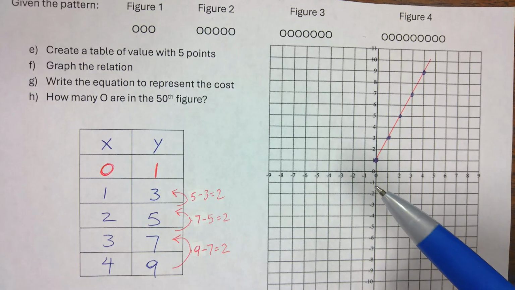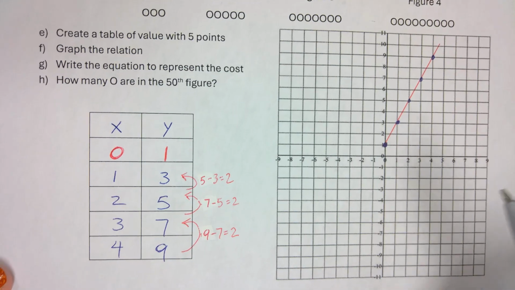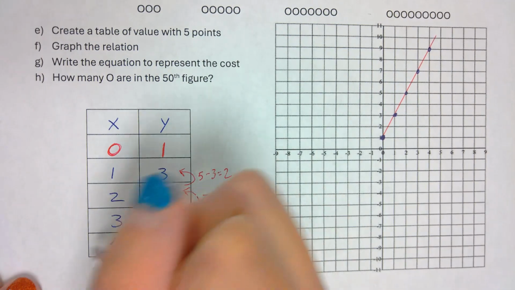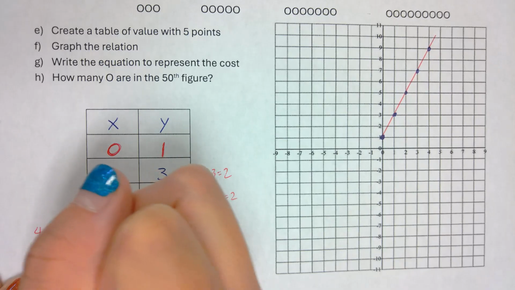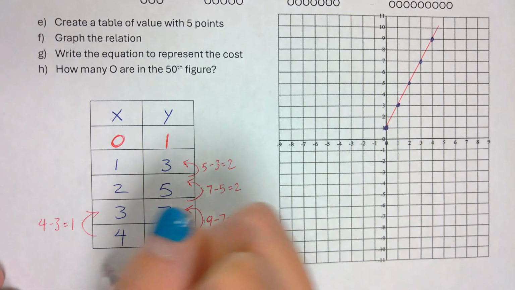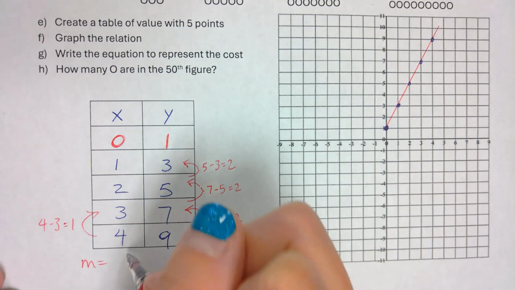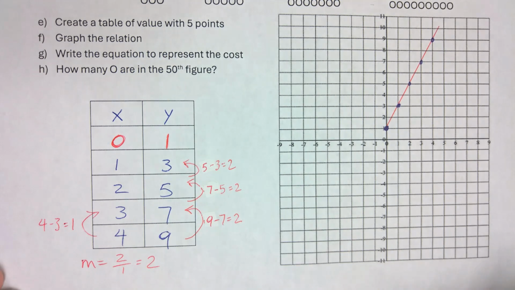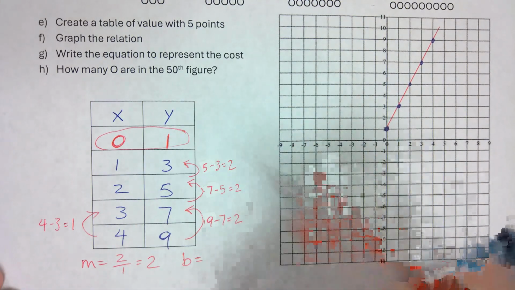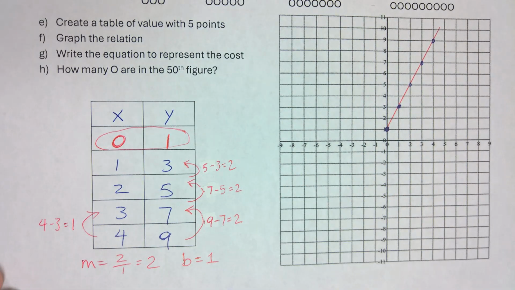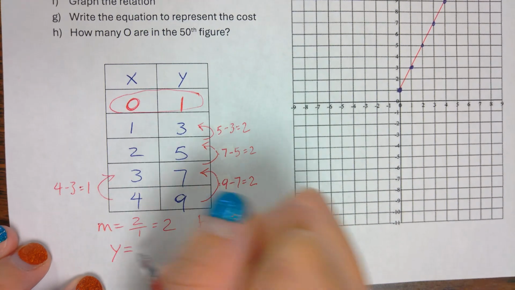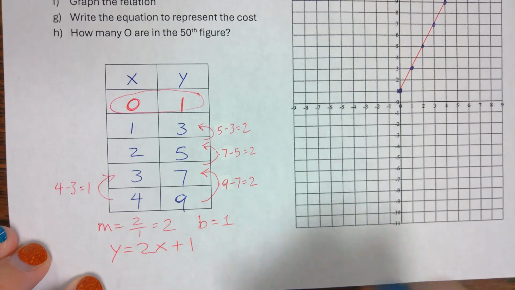Okay. Write the equation to represent the cost. So as we were saying, the difference right here is by 2. The difference right here, 4 minus 3 is 1. So my slope, I'll write it here, is 2 over 1, which is the same as just 2. And my y-intercept, this is why it's important to have this first row right here, because now I can see it's just the 1. So what is the equation of this line? y equals 2x plus 1.